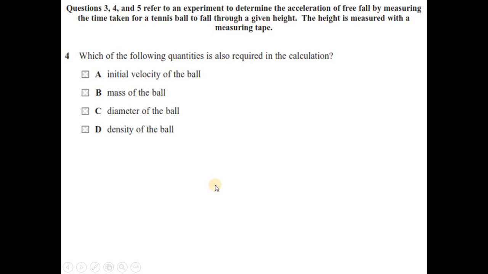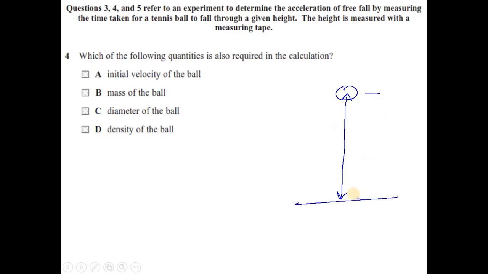Again, question number 4, the same experiment. Which of the following quantities is also required in the calculation? Initial velocity of the ball, mass of the ball, diameter of the ball, density of the ball. Okay, so of course you see that this is the experiment in which you are dropping, or letting a ball fall from some height, and it is falling.